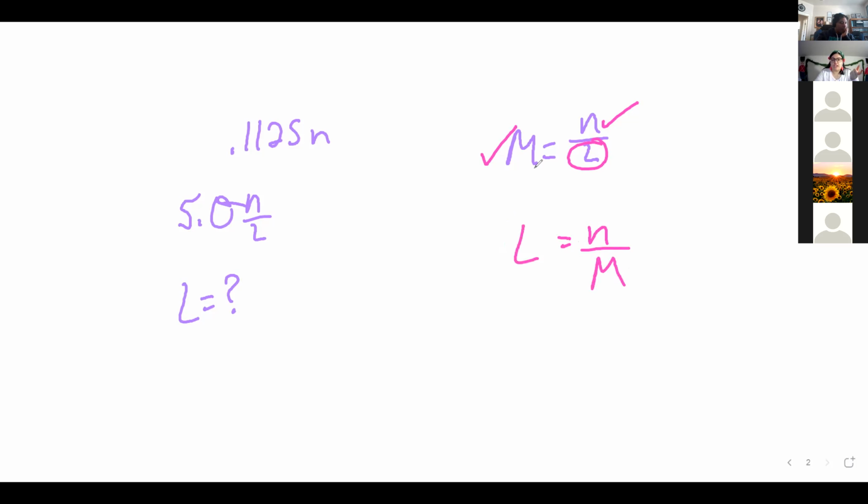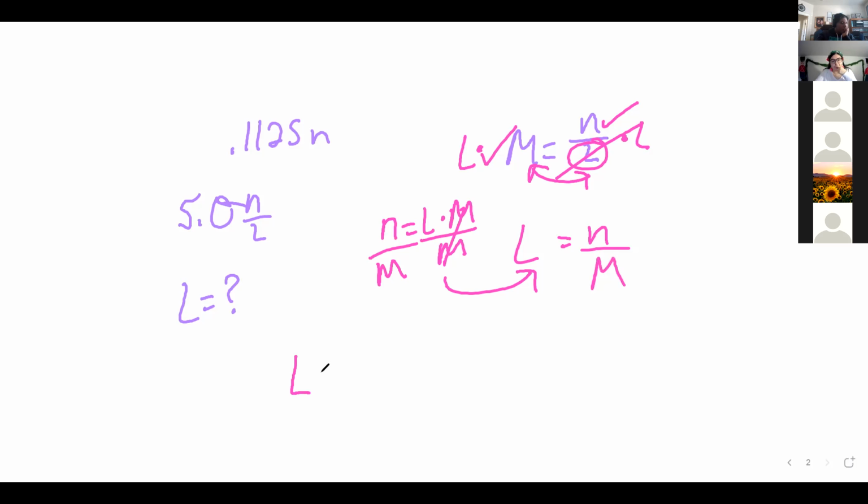If you guys are a little lost, the trick in algebra is you can just switch these, right? But you can also do times L. These cancel out. Moles equals L times M, but we want L, so we divide by M. Cancels out, gives us this. Yes? Okay, so now we have liters, which is what we're looking for, is equal to moles.